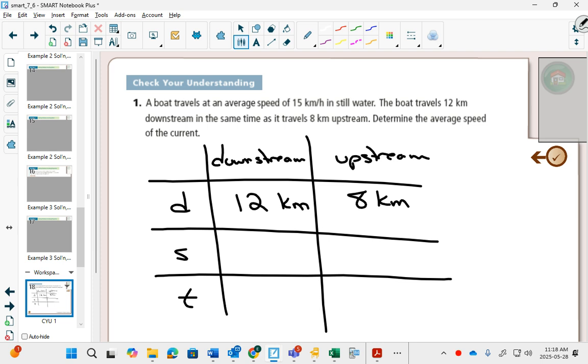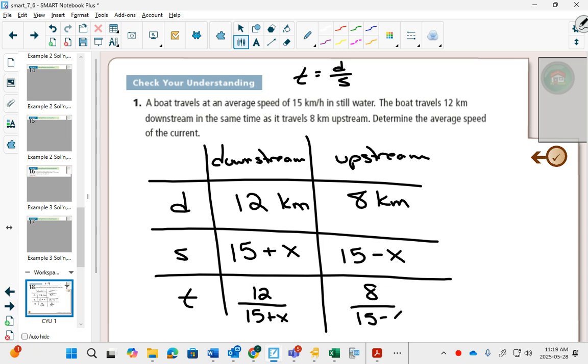Does it make sense? Where would you be going faster, downstream or upstream? Downstream would be faster because the current would be with you. So you normally go 15, but downstream you would add your current. Upstream, you would subtract your current. So in all of these questions, there's some thinking involved. What is the situation? What am I going to choose for my variable? How do I apply that in my chart? And then here, again, we can use that time is distance over speed. So distance is 12 over 15 plus x, and this one would be 8 over 15 minus x.